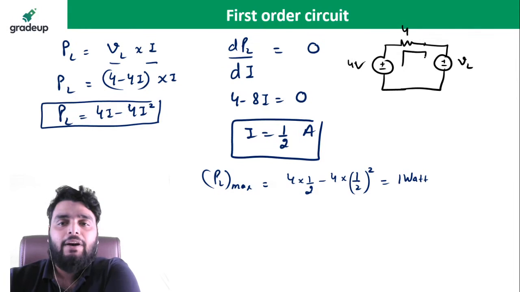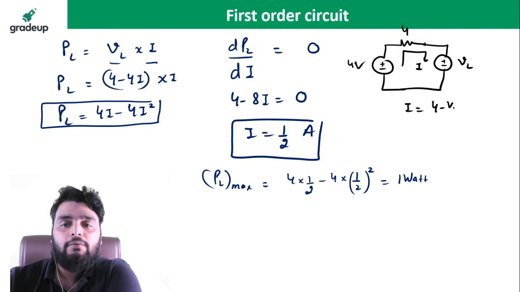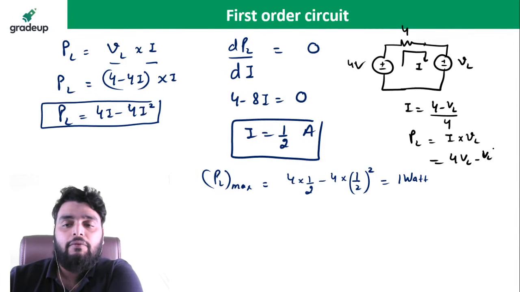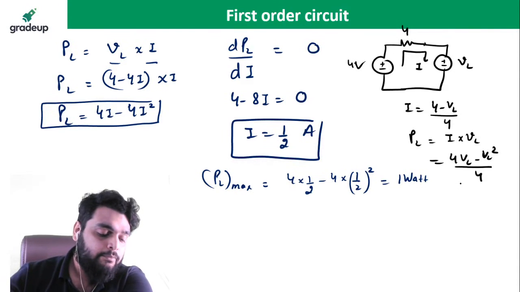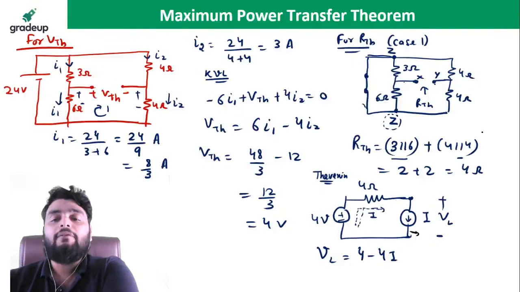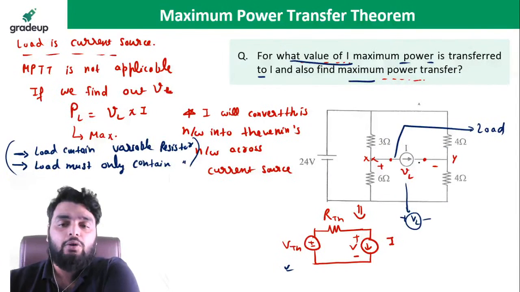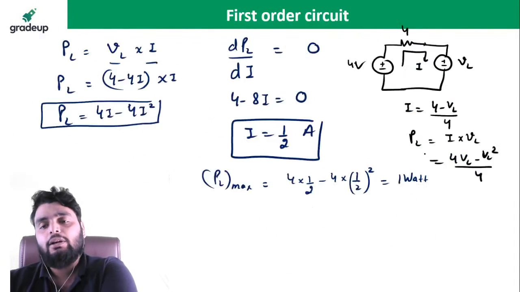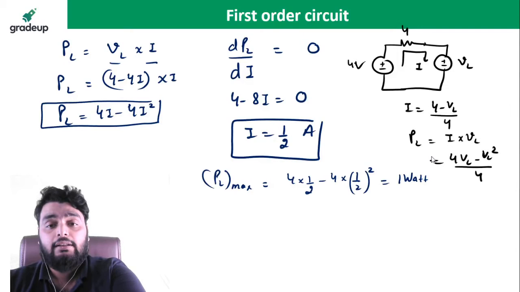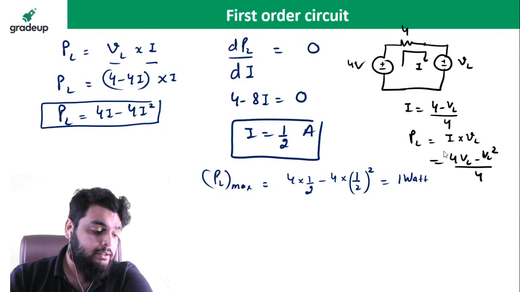Okay, now I can find out the current passed through it. The current is 4 minus VL divided by 4. Now what will be the power in this case? I multiply by VL. So it becomes 4 times VL minus VL square divided by 4. And again you can follow the procedure. Okay, so if you have a voltage source in place of I, then you can find out the power also in this way. Okay, anyone else?